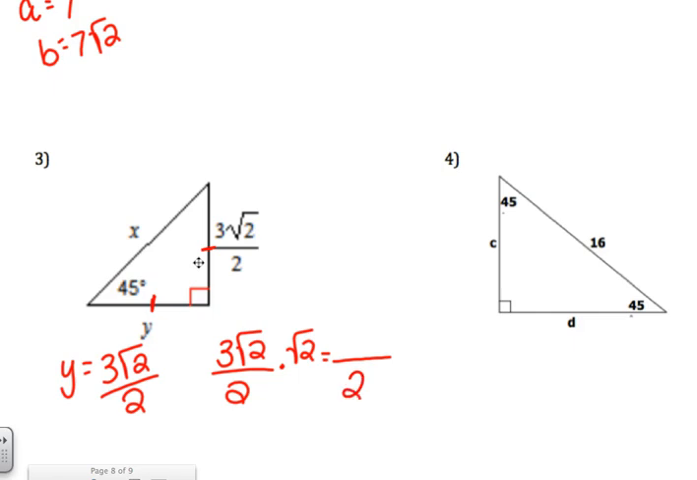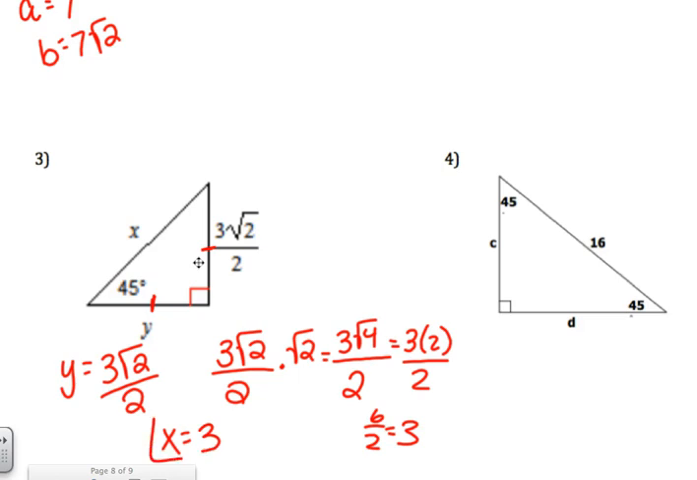Square root of 2 times the square root of 2 is 2, so I'm going to have a 2 in the denominator. Well, it's actually 3 root 4, and I know the square root of 4 is 2, so it's 3 times 2 over 2. 3 times 2 is 6, over 2 is 3. So x is going to be 3. Trickier.